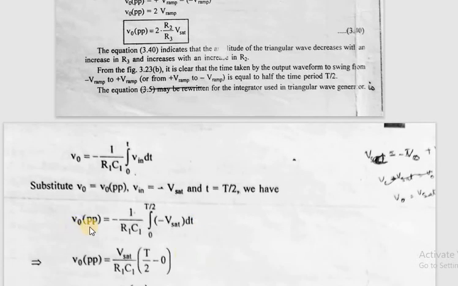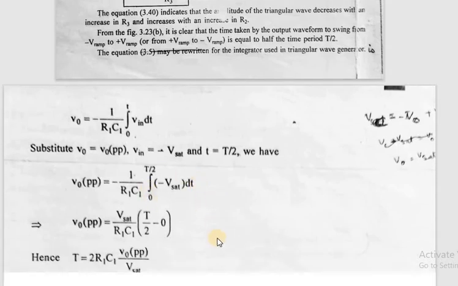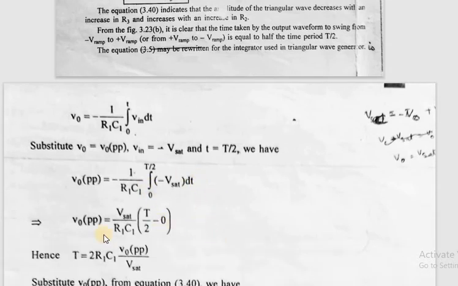This is V naught peak to peak is equal to minus 1 upon R1 C1 integration 0 to T by 2 minus Vset dt. Now integrating it, we get the final form. By this form we have extracted T. So keeping T on one side and moving all the values to the other side, we finally get T equals 2 R1 C1 V naught peak to peak upon V set.